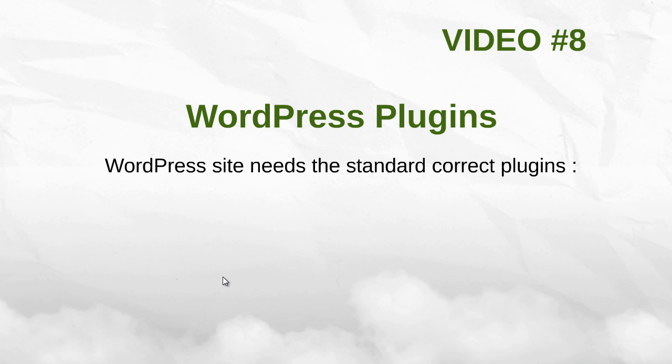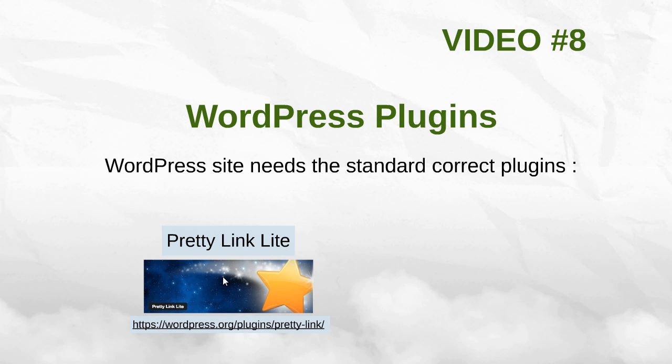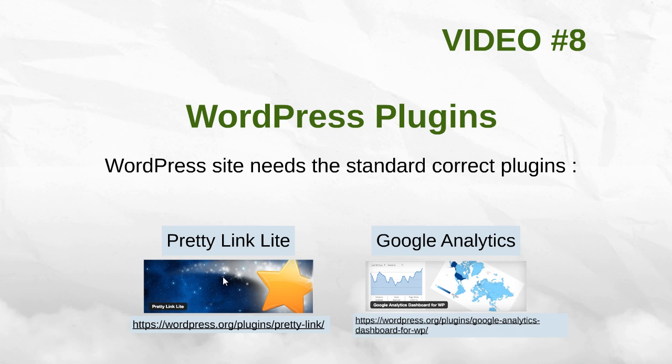So the standard correct plugins, and what I mean by that is every website needs standard website plugins. So these are some of the standard WordPress plugins that would be nice to have as part of your website. Pretty Link Lite is merely a WordPress plugin that makes your links pretty. So definitely adds to that user engagement and user friendliness. And then Google Analytics as well to track your statistics. You definitely don't want to forget this, because if you do and you get a lot of traffic, you're not going to be able to go back and look at what is happening in your site.